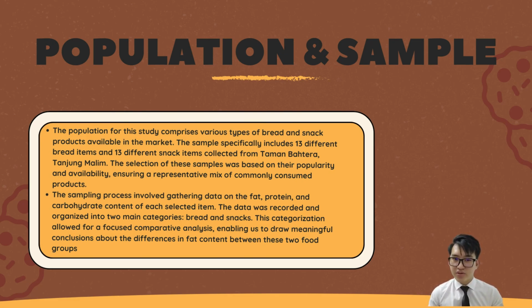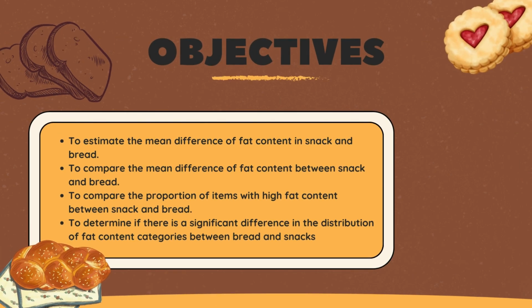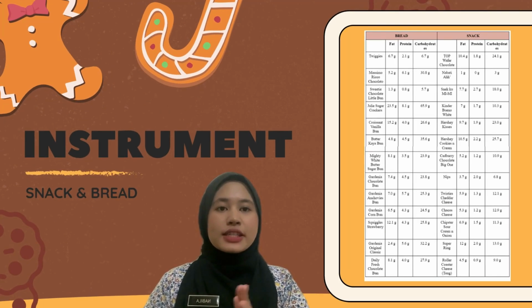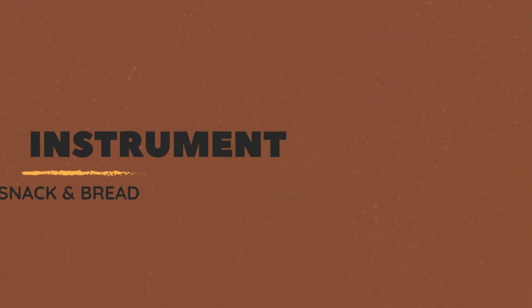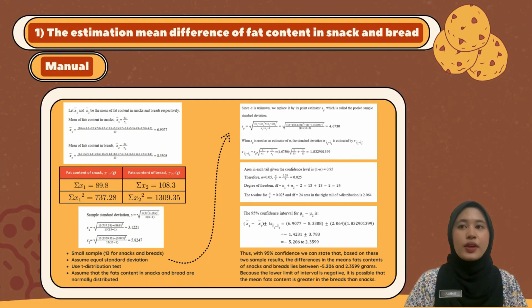The data was recorded and organized into two main categories, bread and snacks. This categorization allowed for a focused comparative analysis, enabling us to draw meaningful conclusions about the differences in fat content between these two food groups. Next, for instrument, we collect the data of snack and bread in terms of their fat, protein, and carbohydrate contents. First objective is to estimate the mean difference of fat content in snack and bread.